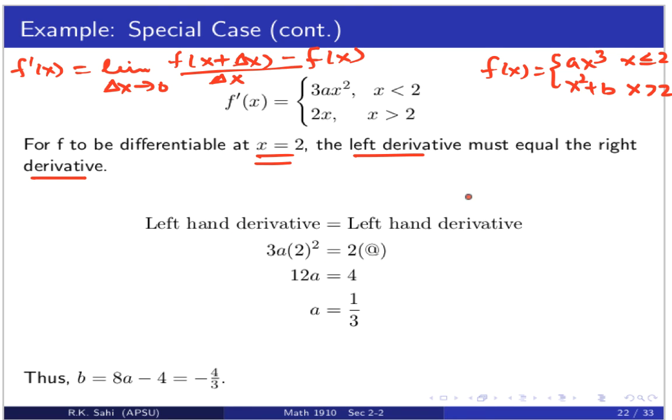Again, there's a typo here, it should be a 2, guys. So it's 3a times 2 squared, because we're looking at the derivative at 2, equals 2 times 2. So 12a is 4, and a is 1/3. Now that we know the value of a, what is b? It's 8a minus 4, which is 8/3 minus 4, which is negative 4/3.